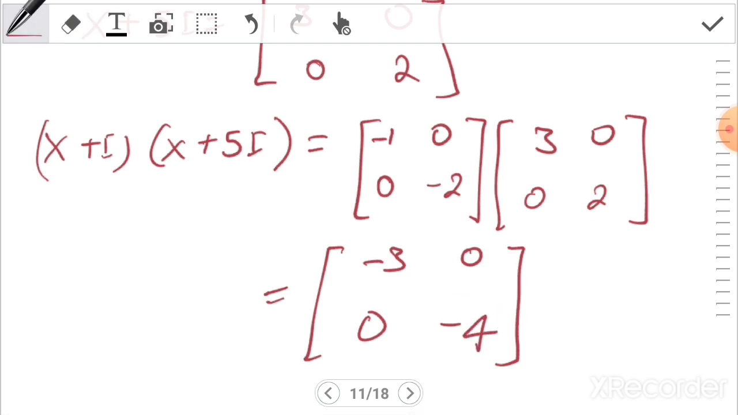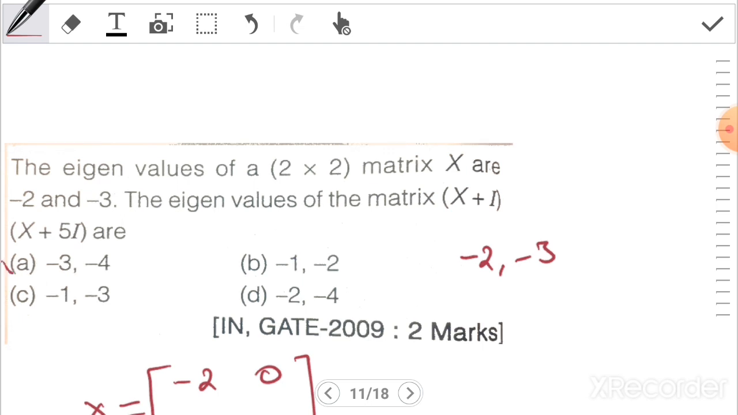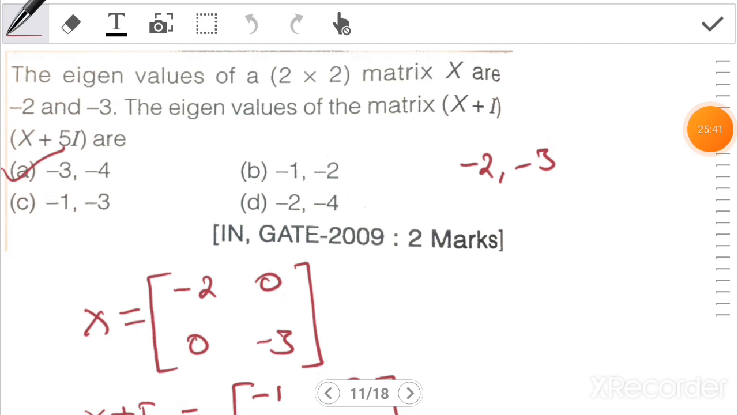So eigenvalues are clearly minus 3 and minus 4. Okay. So A is the answer. Let us see next problem.